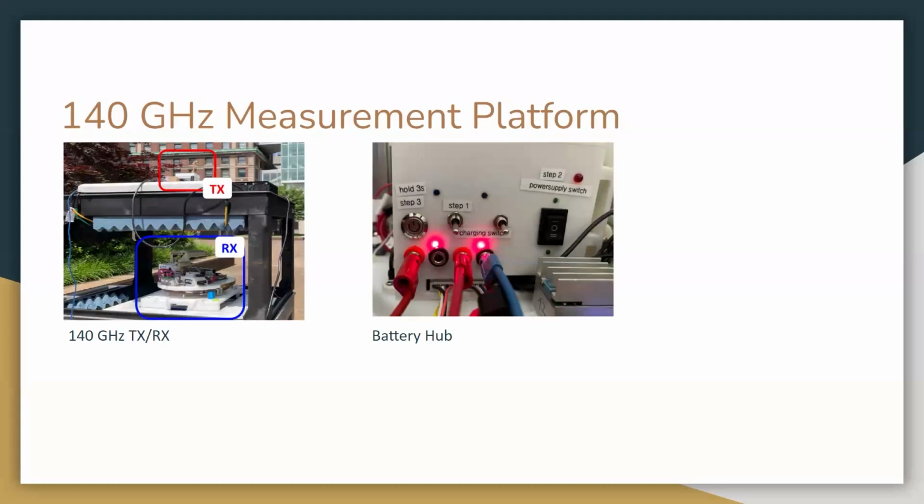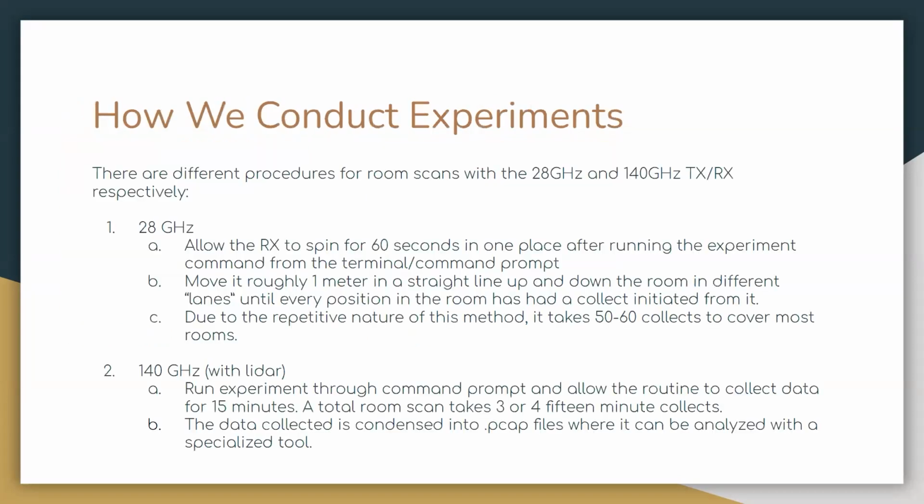And then this is the 140 gigahertz measurement platform. The main difference between the two of them, even though they are measuring the same thing, is the spatial resolution. So with the 140 gigahertz platform, we get many more data points and a more clear data set, which I will also show examples of in a moment. And this is just the charging station that we use. And that's the TX and RX, an abbreviation of transmitter and receiver. So they're a paired system.